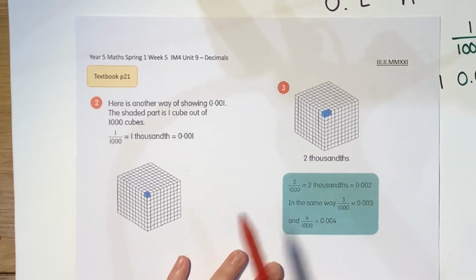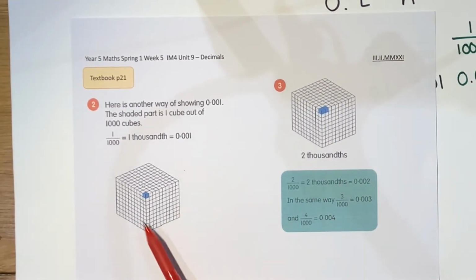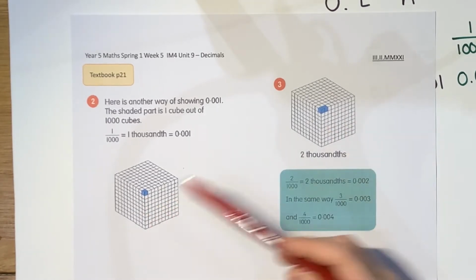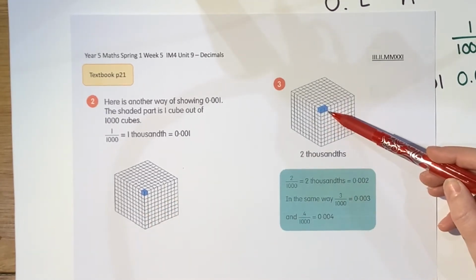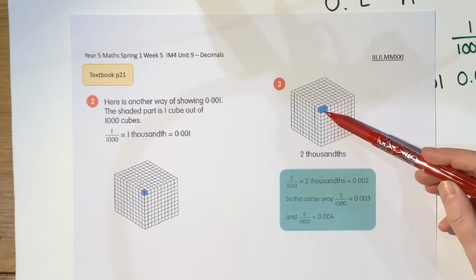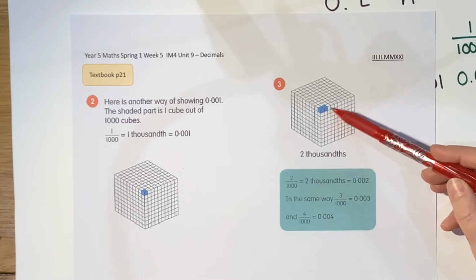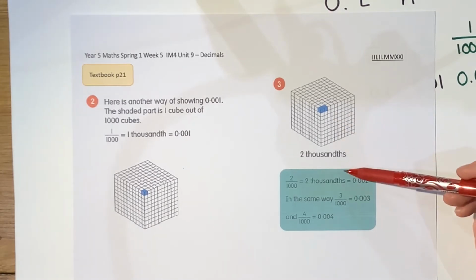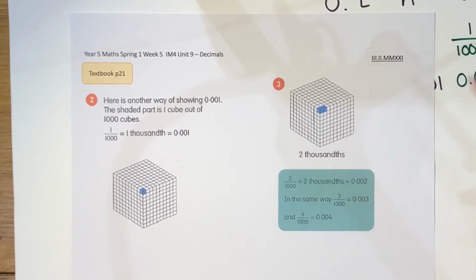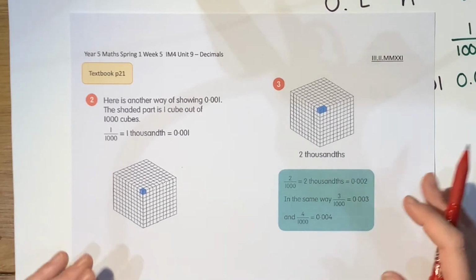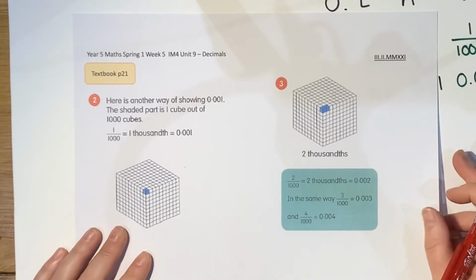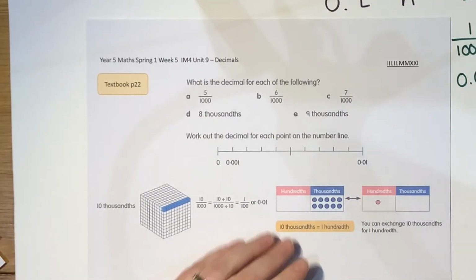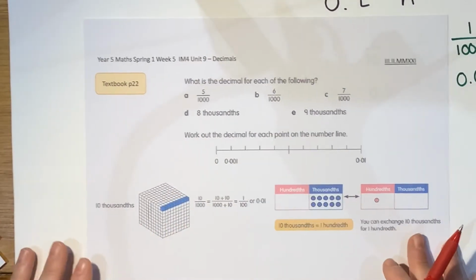Here is another way of showing 0.001. It's 1 cube out of 1,000. If you want 2 thousandths, then it would be 2 out of 1,000 cubes. 3 thousandths would be 3 out of 1,000 cubes, and so on and so on. Okay, so quite similar to how we looked at the hundredths and the tenths. Let's have a look then if we can start writing some thousandths.